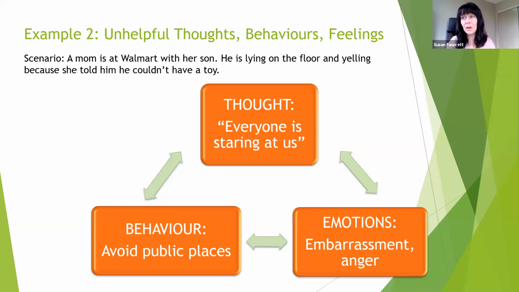Then she's just going to avoid public places with her son and just not take him out. She's going to go to Walmart by herself, which isn't great, right? Because that's probably inconvenient a lot of the time. It's not good for the kid because he should learn how to be able to go to these kinds of stores and behave appropriately.